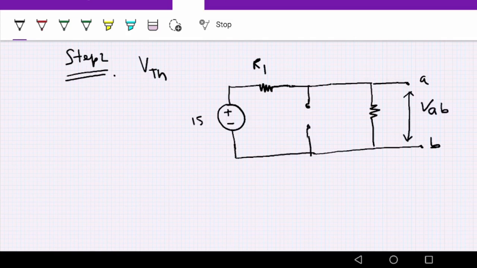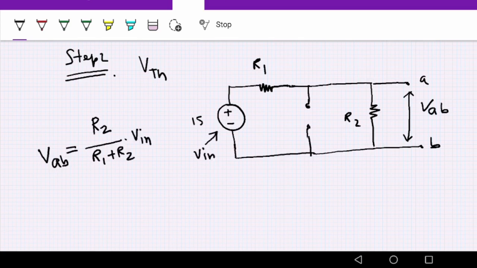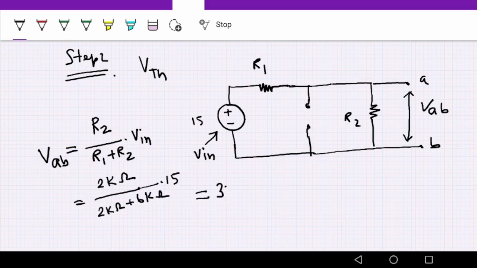This is port A and B, so I have to find the voltage in this port. Let us denote this as VAB. It is a simple voltage divider circuit, as you can see. So VAB is nothing but R2 divided by R1 plus R2, into Vin. Let us call this Vin, which is 15 volt. Substituting the values, R2 is 2 kilo ohm and R1 plus R2 is 8 kilo ohm, into 15 volt, and it comes out as 3.75 volt. Let us call it VAB1, the open circuit voltage when I consider only the voltage source.